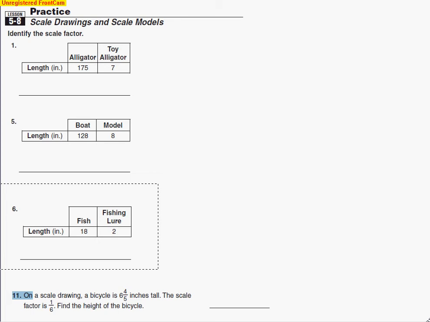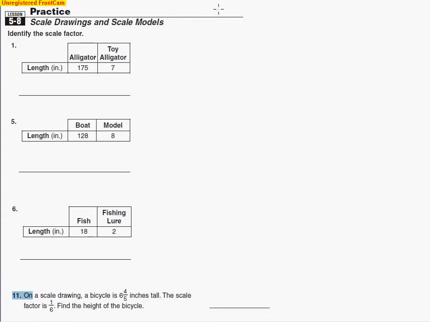These are some of the problems on tonight's homework for Chapter 5, Section 8. So the homework's on identifying scale factor and then using scale factor. So what we'll look at is what is scale factor.